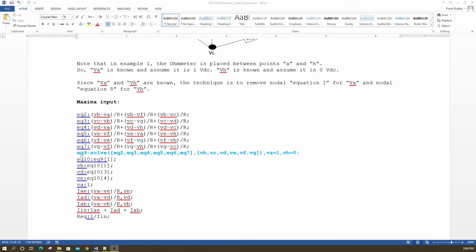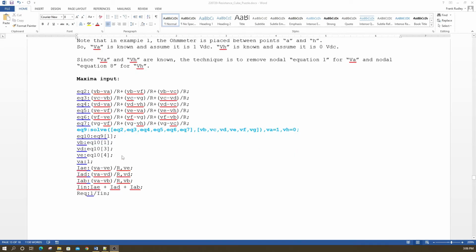The way to solve it is, you want to solve for equations 2, 3, 4, 5, 6, 7, but not 8 and not 1, for VB, VC, VD, VE, VF, and VG. And we know VA is 1 and VH is 0. Then I have some things in here that pull out those currents, and this is a way to get those currents out. I'm going to run Maxima and show you this example. I'm going to go run it now and show that to you.